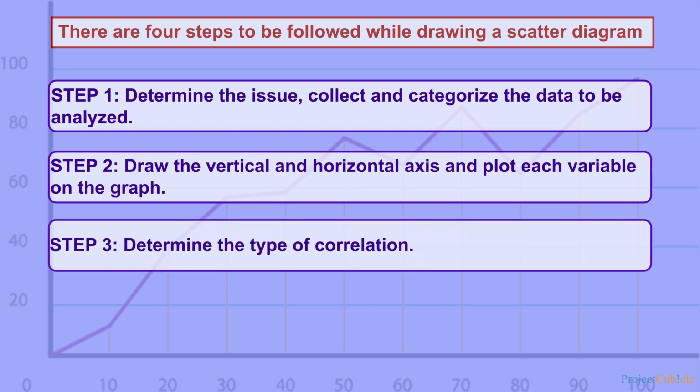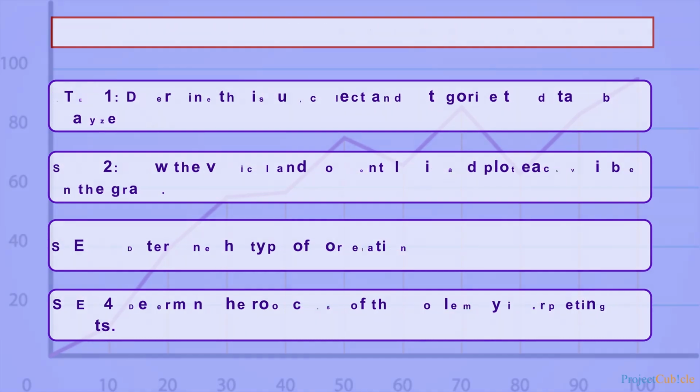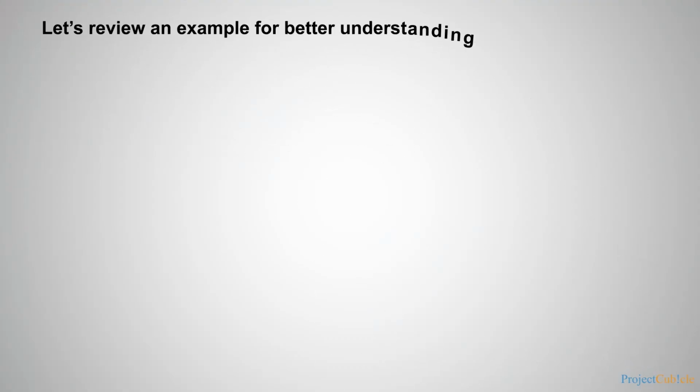Step 3. Determine the type of correlation. Step 4. Determine the root cause of the problem by interpolating results. Let's review an example for better understanding.